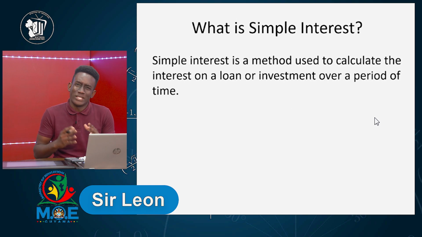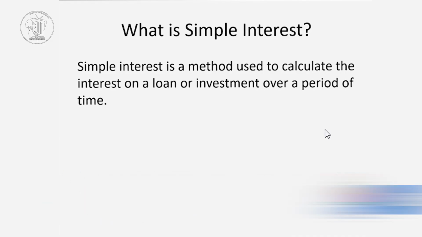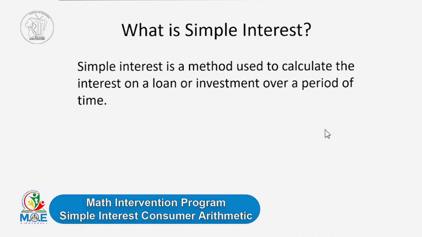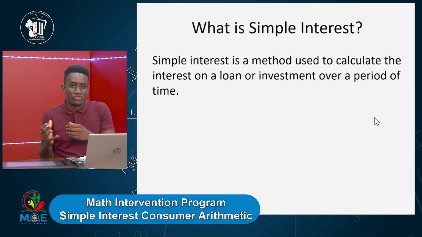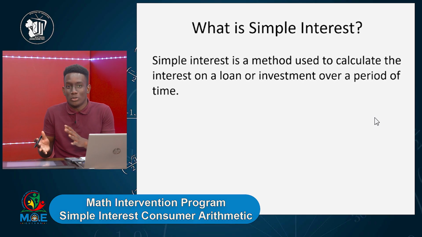So first of all, what is simple interest? When we talk about interest, we're talking about the extra money that you have to pay back when you borrow money, or the extra money that you gain after investing in something. That is interest, all about the extra money. So simple interest is a method used to calculate that extra money. The other method that we will see being used is compound interest. Today's video, we're looking at simple interest.